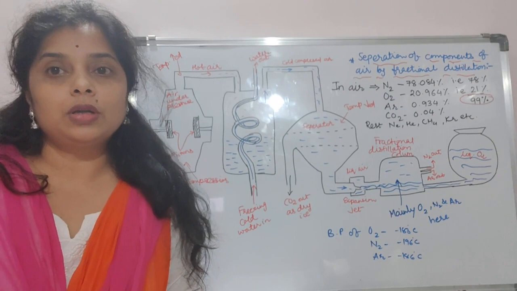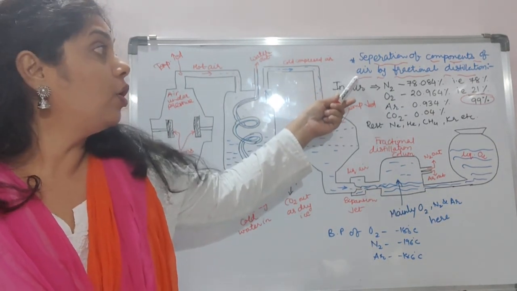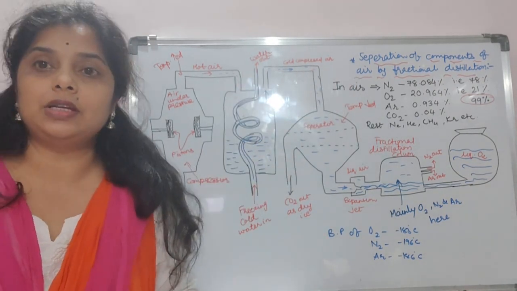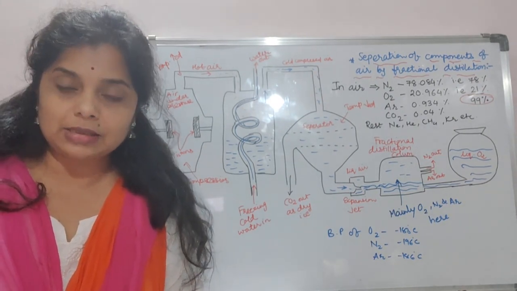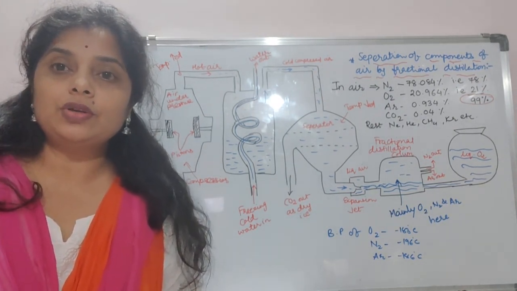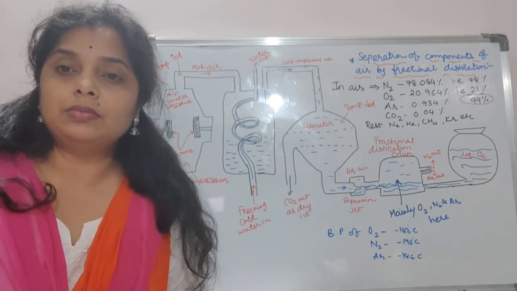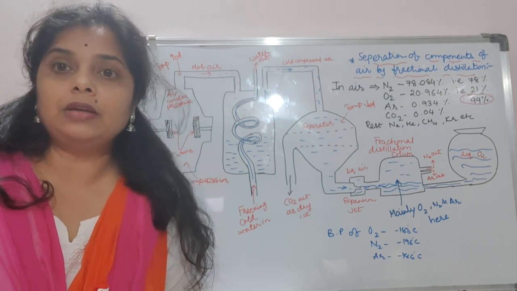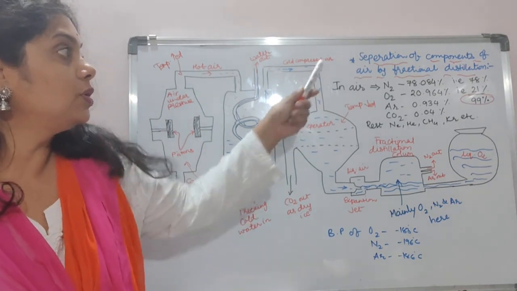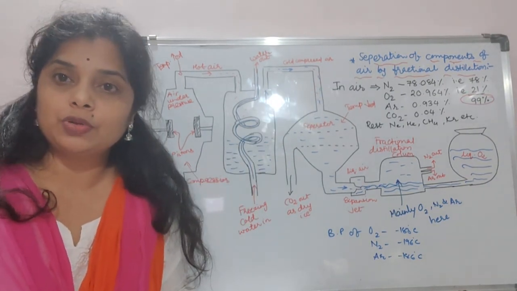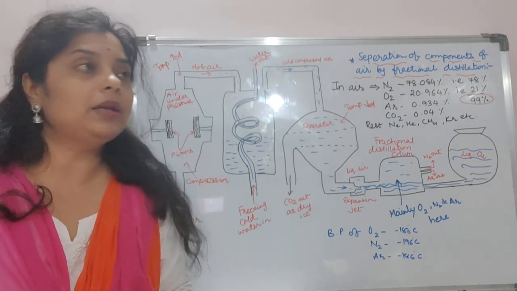Now today we are going to learn about the separation of the components of air by the fractional distillation method. As you know, air is a homogeneous mixture of so many gases, and the boiling temperatures of all the gases differ by less than 25 K, and that's why we have to use the fractional distillation process to separate the components of air from the main air.